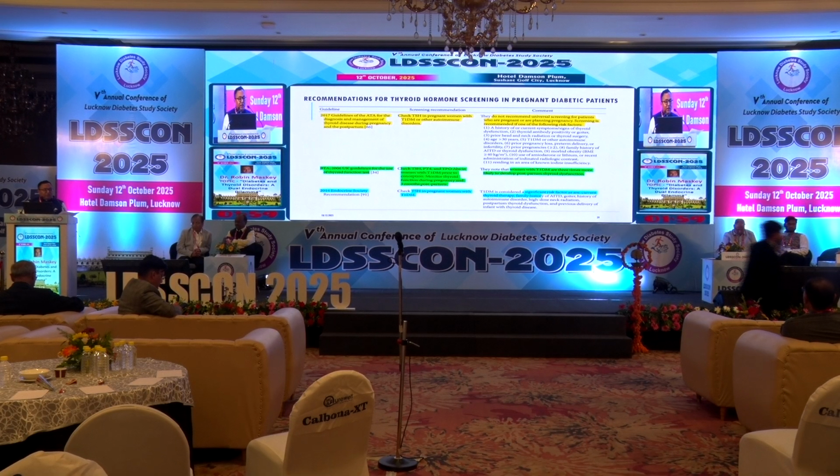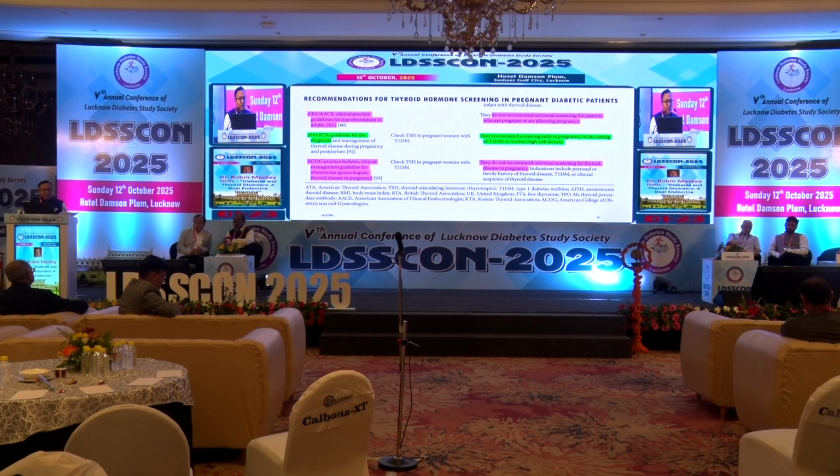And the guideline I recommend, which I have already discussed: the 2017 ATA guideline says to check TSH in pregnant women with type 1 diabetes and other autoimmune disorders. They do not recommend universal screening for all patients who are pregnant or planning pregnancy. Screening should be done in the following risk factors, which are listed here: mostly age more than 30 years, family history, and risk for other autoimmune disorders. The BTA, British Thyroid Society, and Endocrine Society also consider the same, but Korean guidelines and ACOG do not recommend universal screening of thyroid function tests in pregnant women.